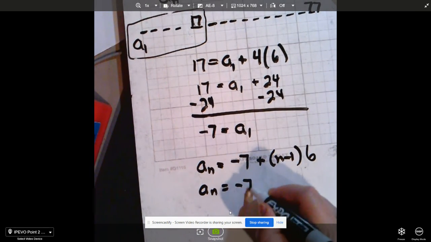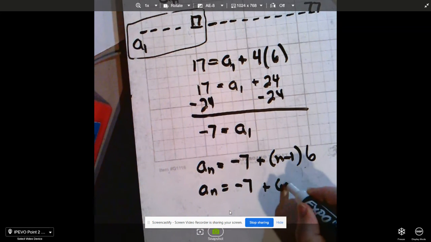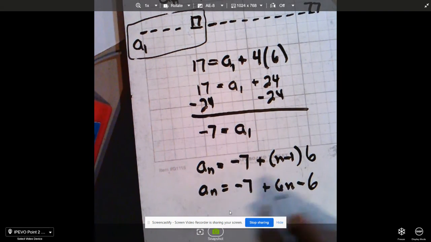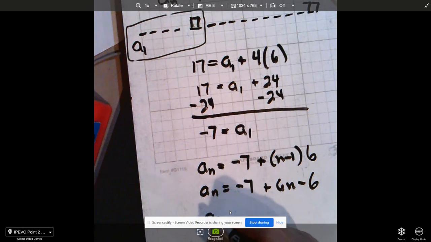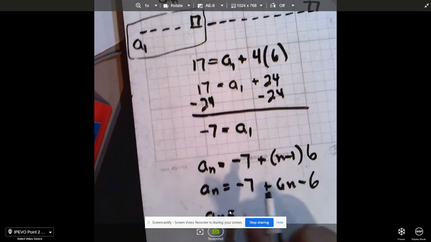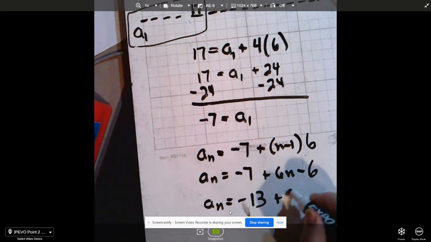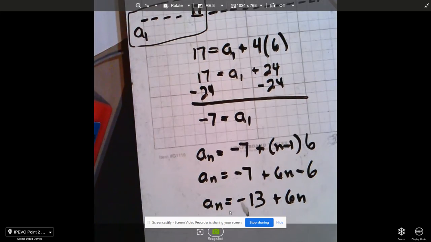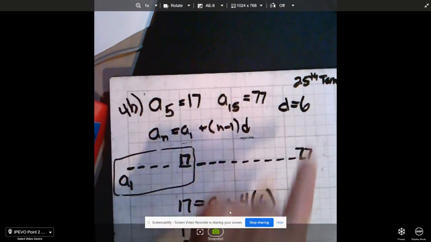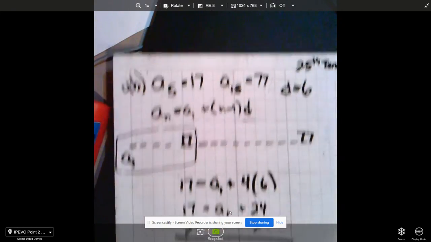Let's go ahead and simplify this rule. AN equals negative 7 plus 6N minus 6. Negative 7 and negative 6 would be a negative 13. Whoops, negative 13 plus 6N. So there's my rule.